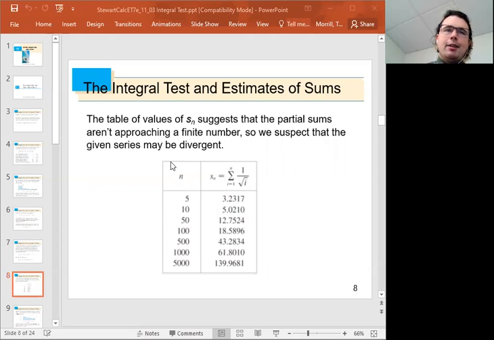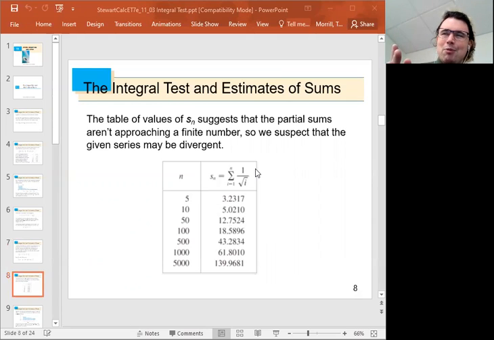Well, let's try this partial sums idea again. So again, we probably gave this to a calculator or a computer to do for us. If I added up 5 of those numbers, I'd get 3.23 and change. If I added up 10 of them, I'd get 10.502 and change. Add up 50 of them, we get 12.75 and so on. Add up 5,000 of those, right? The first 5,000 numbers in that list.